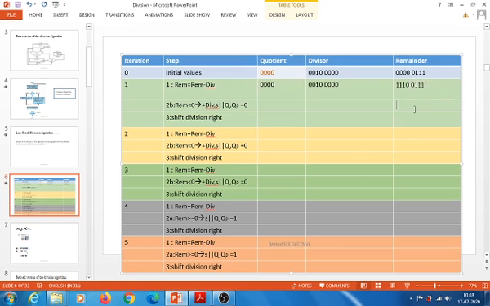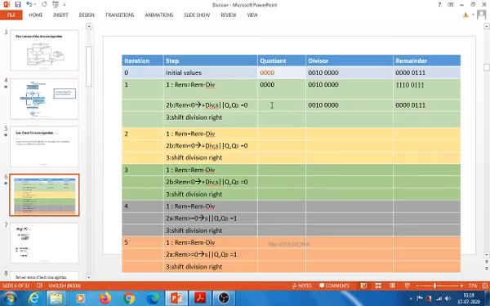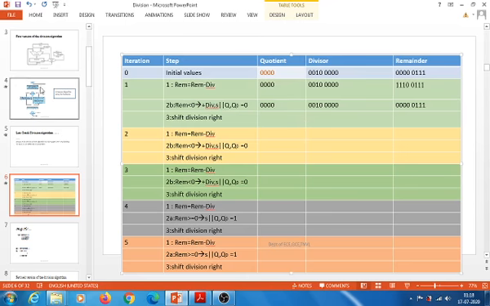So if I add, the result comes to 0, 0, 0, 0 and 0, 1, 1, 1. The divisor remains the same, 0, 0, 1, 0, 0, 0, 0, 0. Next I must shift the quotient register to the left. If I shift this to the left, then it becomes 0, 0, 0, 0. Next step. So I have performed the operation in 2b.